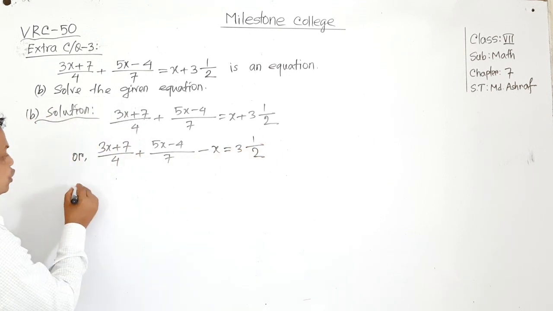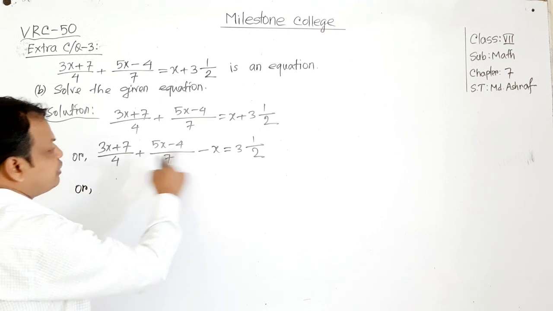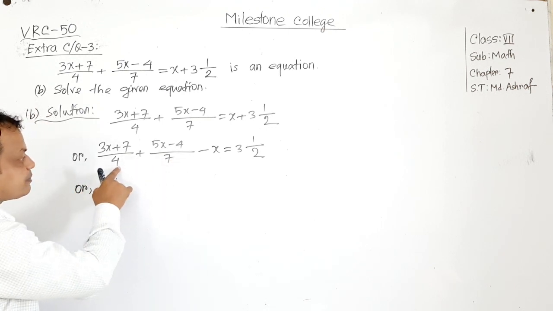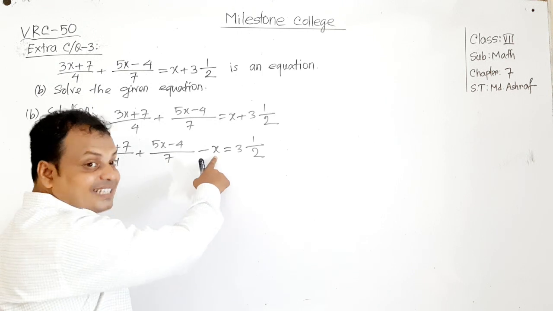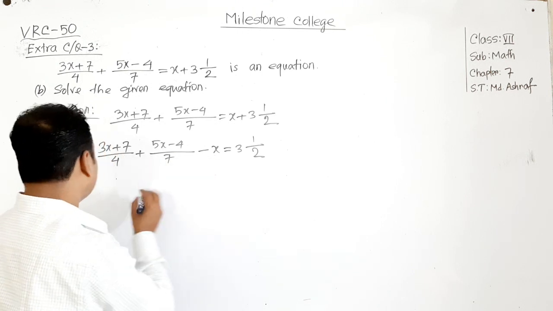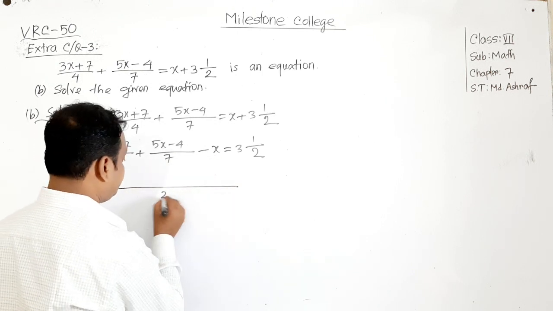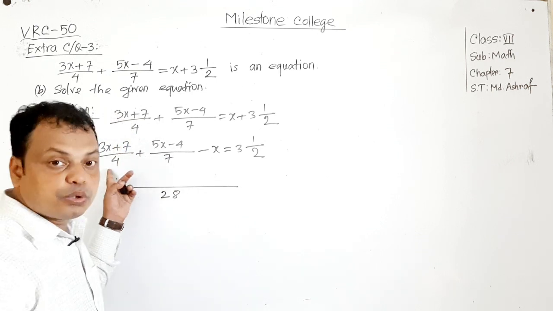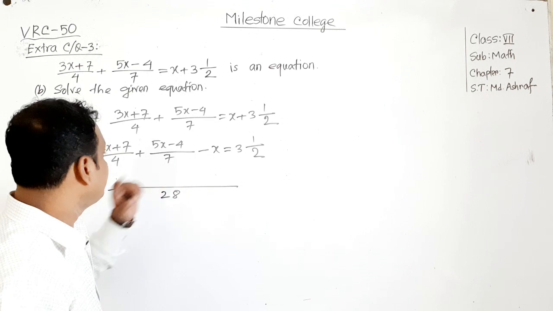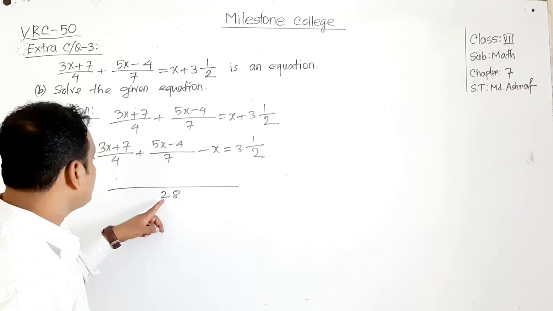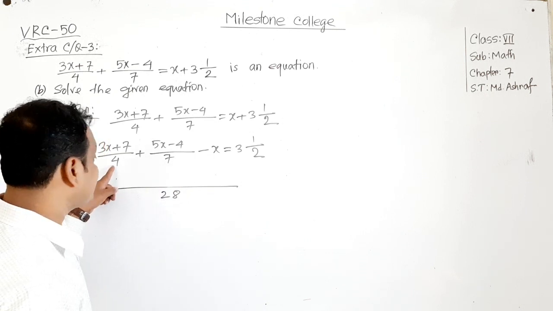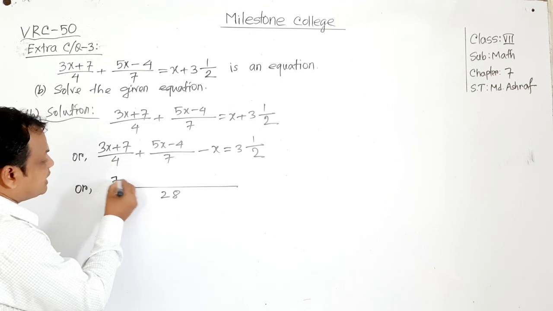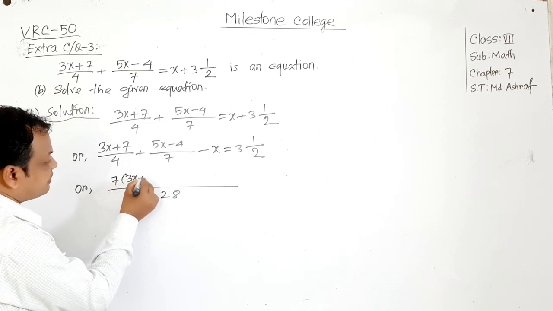Okay, now take the LCM of the denominators of the fractions. So here is 4, here is 7, here is nothing, that means 1. So what will be the LCM of 4 and 7? It will be 28. So we will take the LCM of the denominators here. Now divide 28 by 4, then we get 7. 7 will be multiplied with the numerator 3x plus 7.